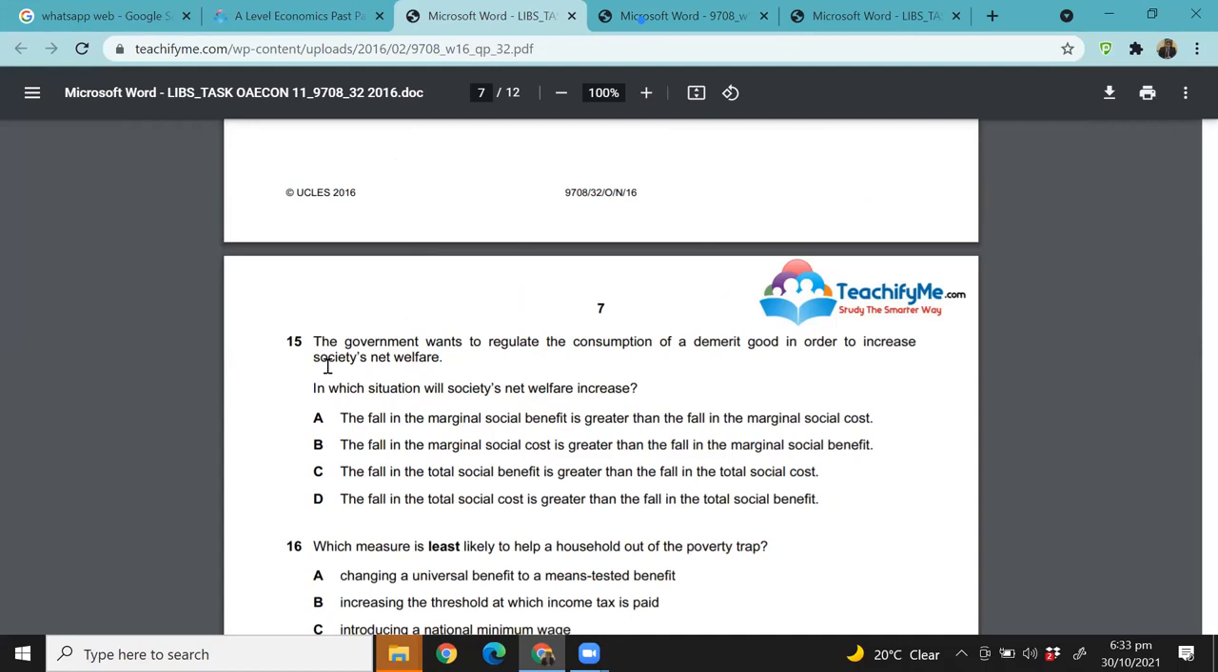Whoa, why not marginal? The government wants to regulate the consumption of a demerit good in order to increase the society's net welfare. In which situation will the society's net welfare increase? I think it's not asking us about how much to produce. It's asking what would result in the total net welfare, got it, perfect, so that should be D.